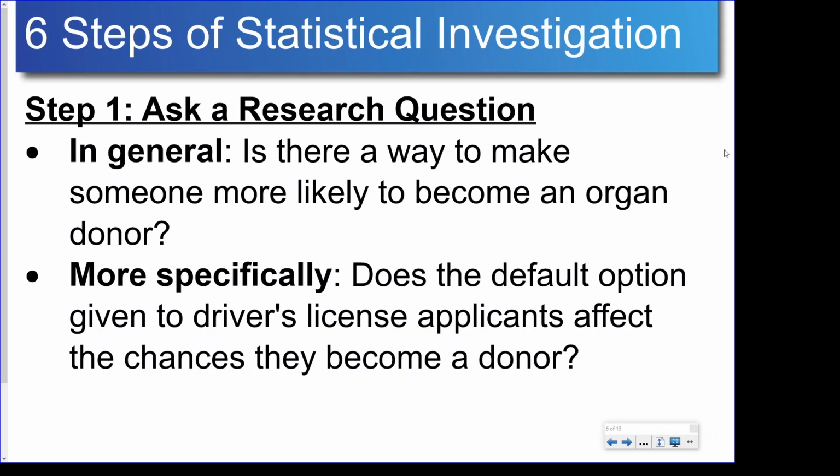That's our general question. But that's very vague. And how do you measure that? How do you gather data from that? You can't. But the general research question is a starting point, and then we can be more specific. How can we answer that? So the more specific question says, does the default option given to driver's license applicants affect their chances that they become a donor? So when you apply, what's the default option? Is it yes? Is it no? That's what this study went about to figure out.